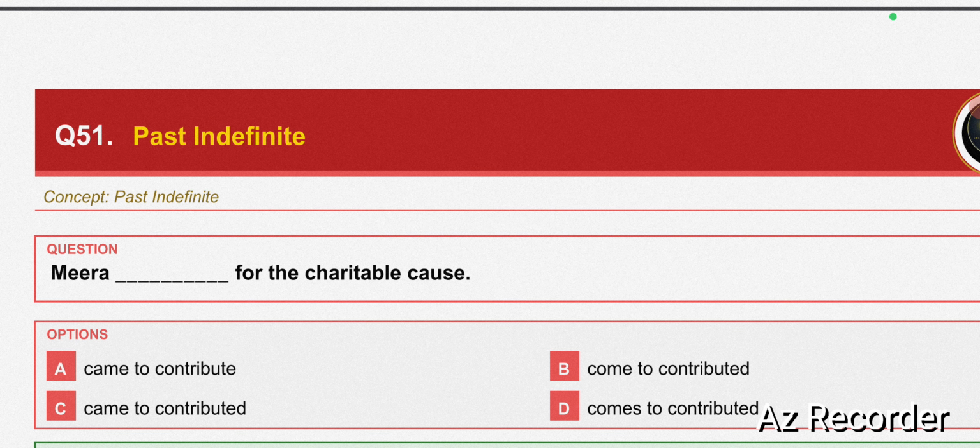Option A is came to contribute. It means Mira came to contribute. Option B, come to contribute it. C, came to contribute it. D, comes to contribute it.